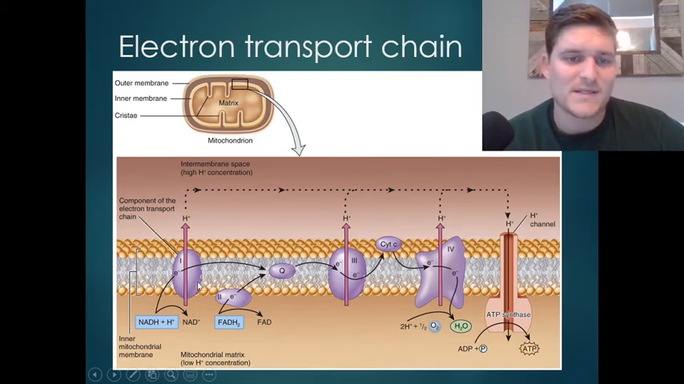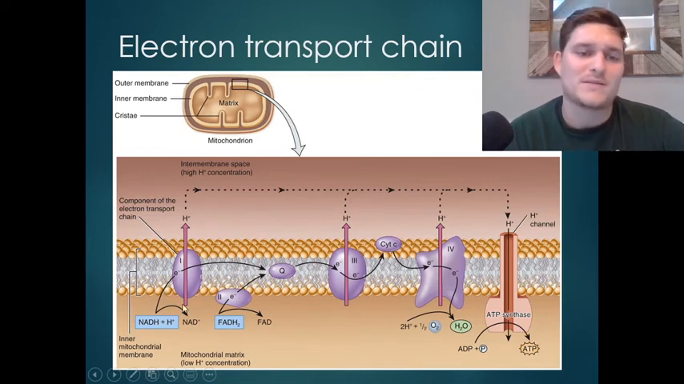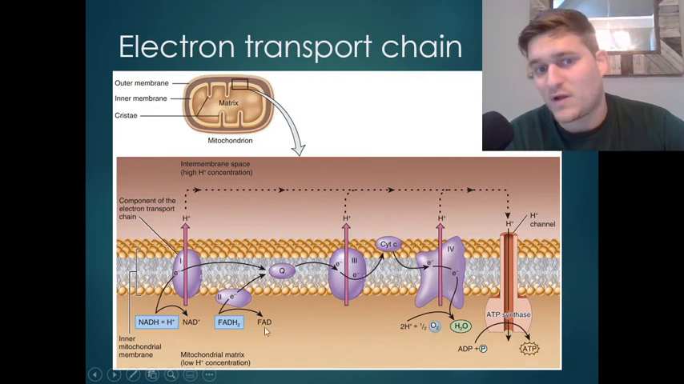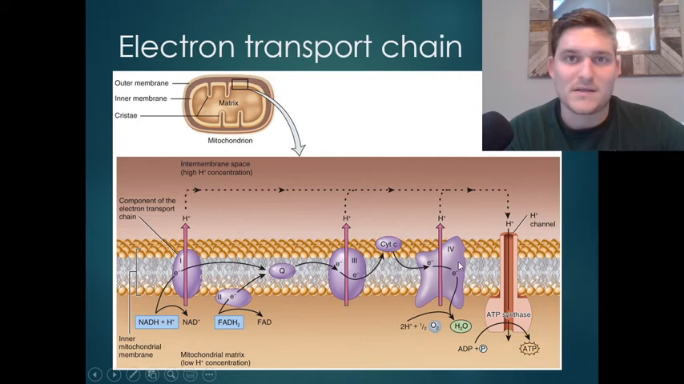The difference for FADH2 is that it's not going to drop its electrons off at complex 1. It drops its electrons off at complex 2. And then as those electrons go to complex 3, 4 protons are pumped here and 2 are pumped here, giving you 6 protons in total, and that's going to give you 1.5 ATP.